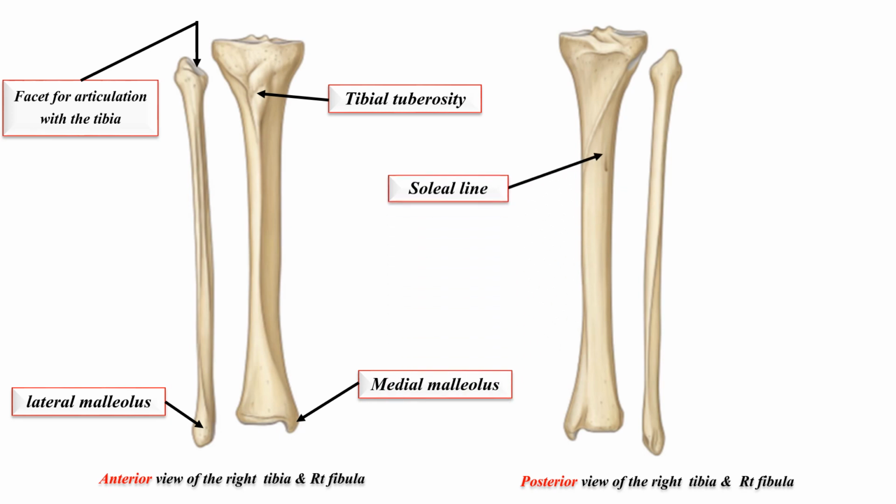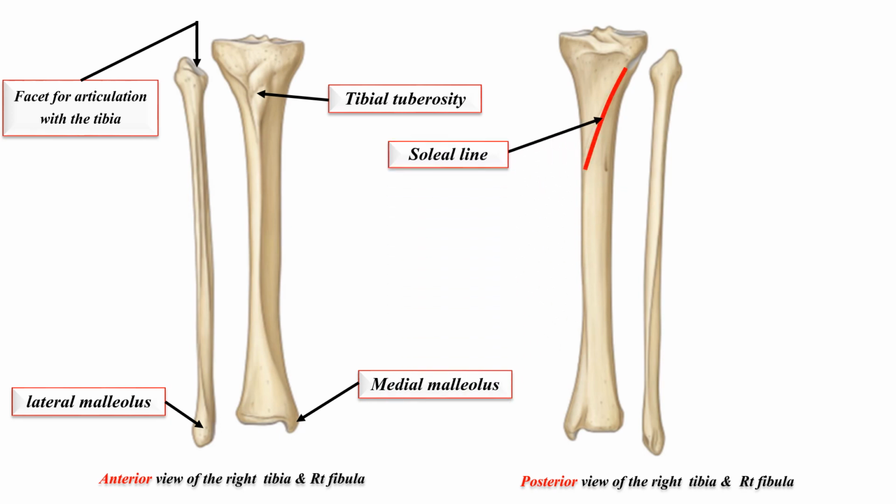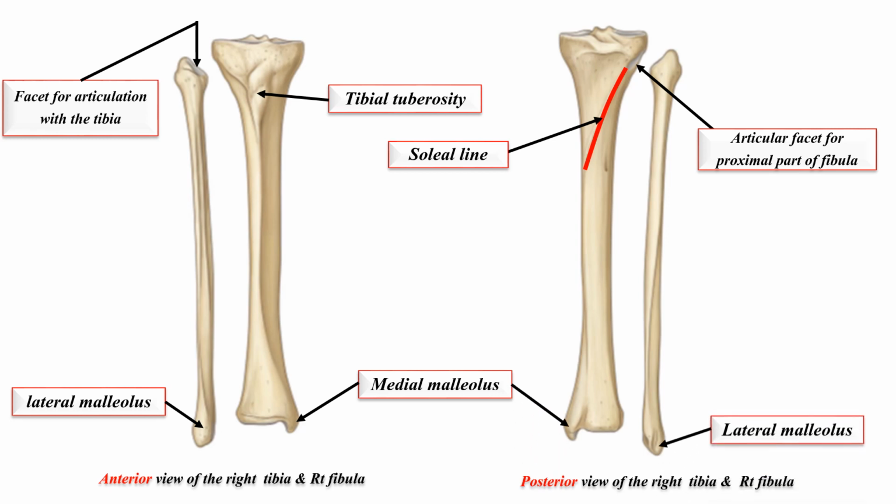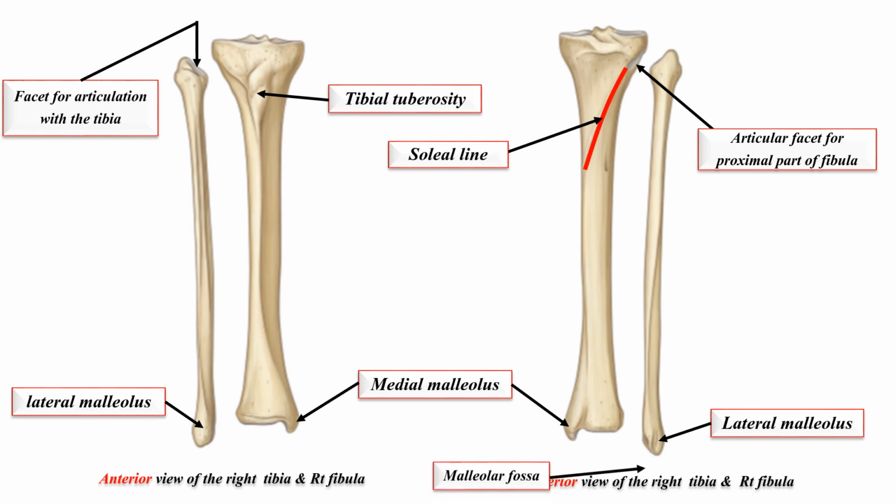right fibula. This is the soleal line on the posterior surface of the tibia. This is the articular facet for the proximal part of the fibula on the posterior surface of the lateral condyle of the tibia. Distally, this is the medial malleolus, and distally in the fibula, this is the lateral malleolus. On the medial surface of the lateral malleolus, this is the malleolar fossa.